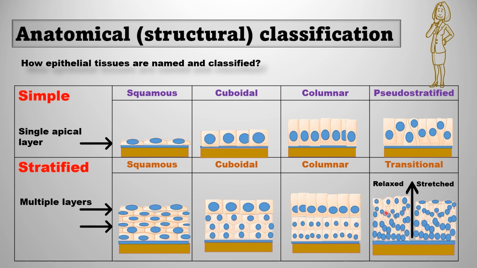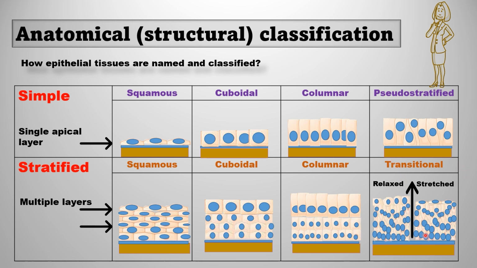Why do we put it with the stratified ones? Because actually here there is more than one layer of cells. Because the cells are arranged in more than a layer, we call it stratified. And because the apical layer cells change their shape depending on the physiological status of the organ, between relaxed and stretched shapes, this is why we call it transitional.